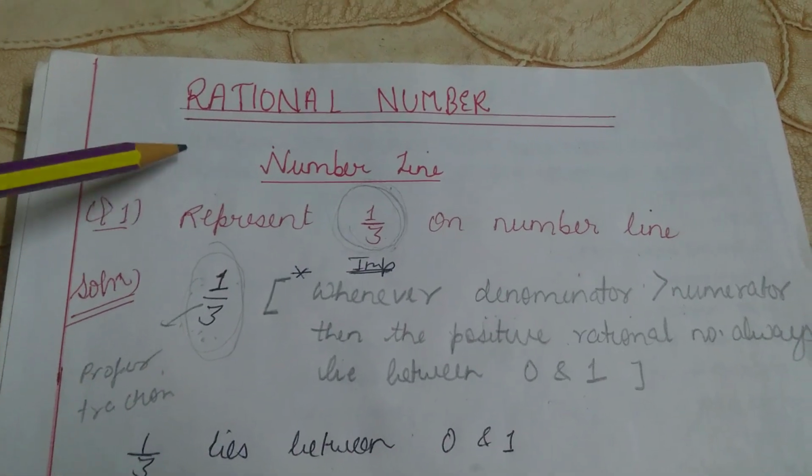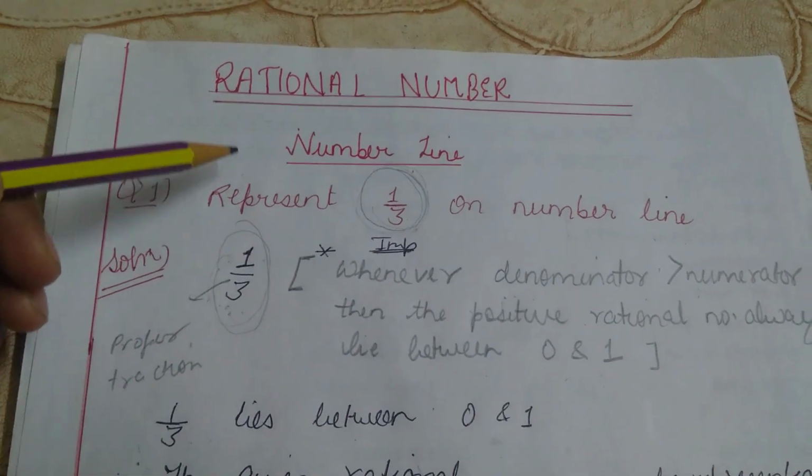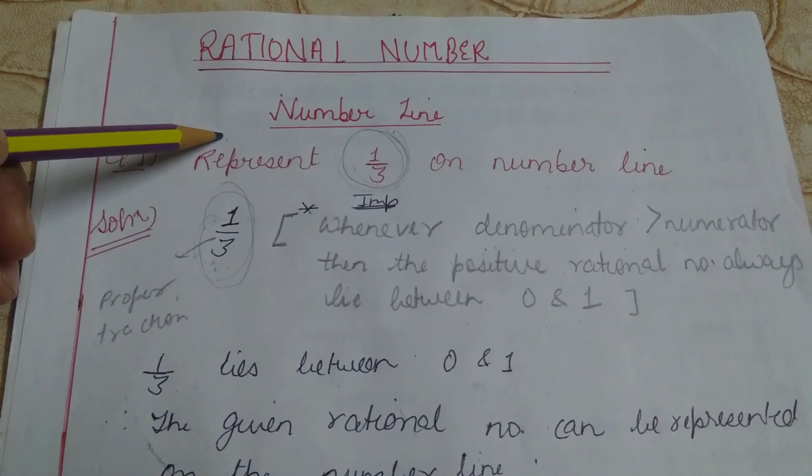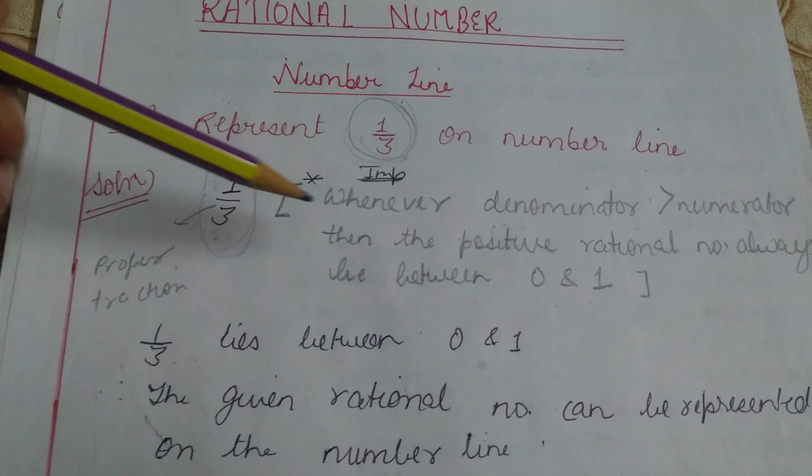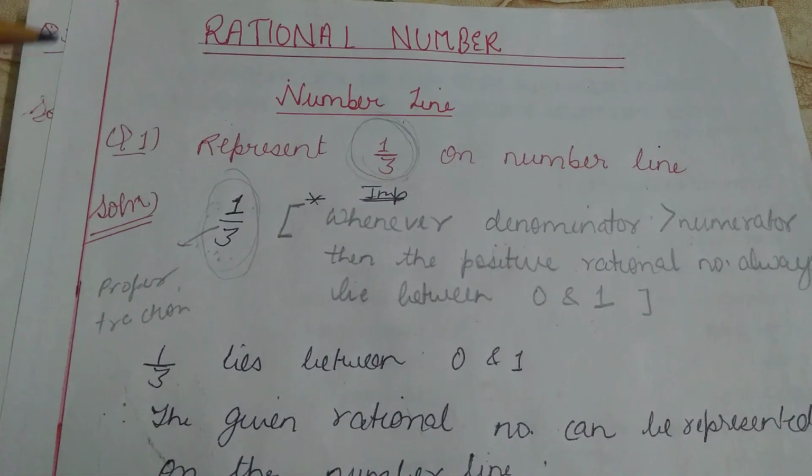Good morning, students. Today we will start with the number line. In this lecture, I will teach you how to represent a rational number on the number line. First example, represent 1 by 3 on the number line.